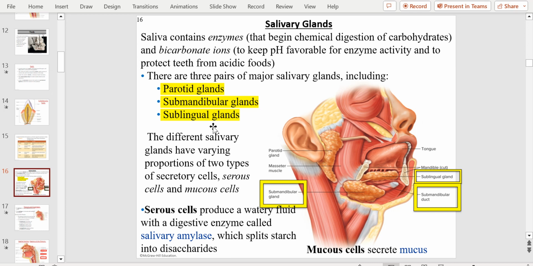Okay, you've got the parotid, submandibular, and the sublingual under the tongue there. The different salivary glands have varying proportions of 2 types of secretory cells. We've got serous and mucus. Serous cells produce a watery fluid with a digestive enzyme called salivary amylase, which splits starch molecules into disaccharides. Okay, breaks down bread into its sugars.